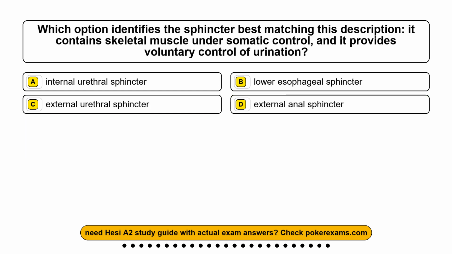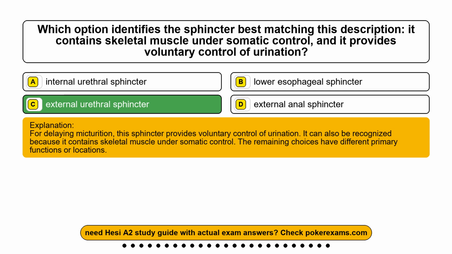Question 25. Which option identifies the sphincter best matching this description? It contains skeletal muscle under somatic control, and it provides voluntary control of urination. Option A, internal urethral sphincter. Option B, lower esophageal sphincter. Option C, external urethral sphincter. Option D, external anal sphincter. The correct answer is option C, external urethral sphincter. For delaying micturition, this sphincter provides voluntary control of urination. It can also be recognized because it contains skeletal muscle under somatic control. The remaining choices have different primary functions or locations.